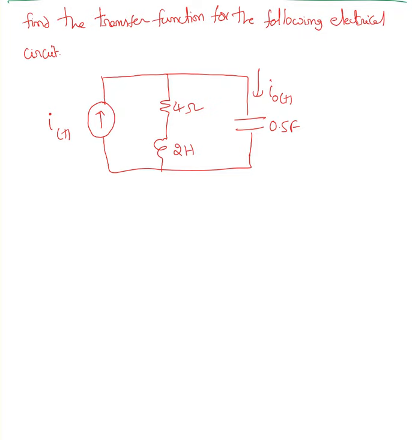In this video, I'm going to find a transfer function for the given electrical circuit. Now, the circuit is in time domain. How do I know it's in time domain? It is I0 of t, I input of t, and 2 Henry, 0.5 farad. If it is in j omega, or in frequency domain, j omega is nothing but frequency.